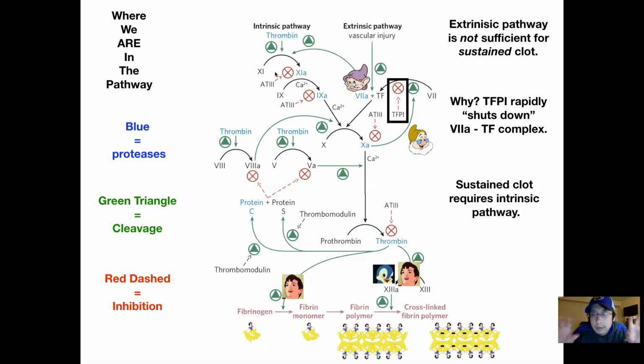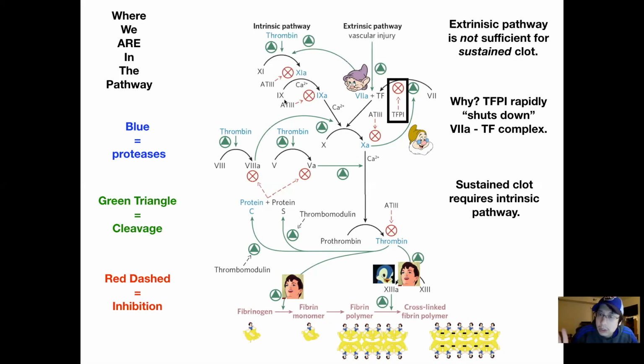What is the big difference between the extrinsic and intrinsic pathway in terms of where the components of the pathways are located? The intrinsic pathway, everything is found in the blood. Everything. It's already there. Whereas the extrinsic, one thing came from outside: tissue factor. The sustained clot requires this intrinsic pathway. So let's briefly go through the arrows.